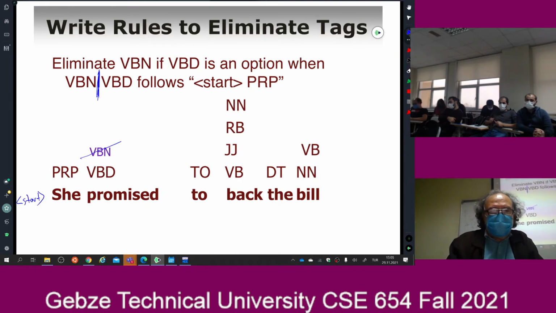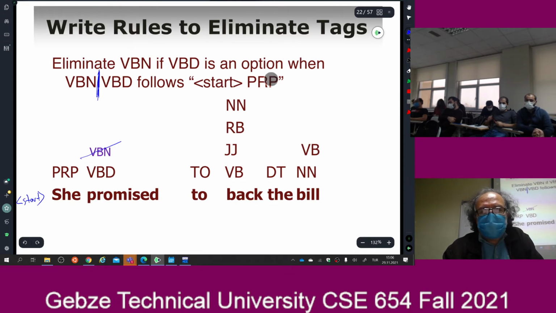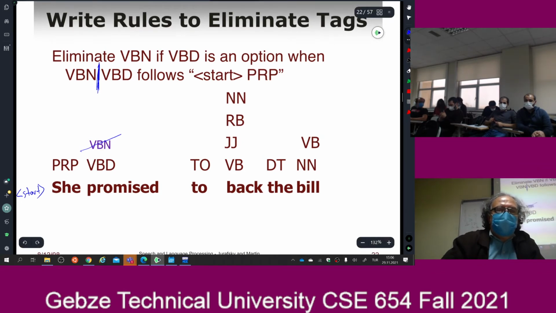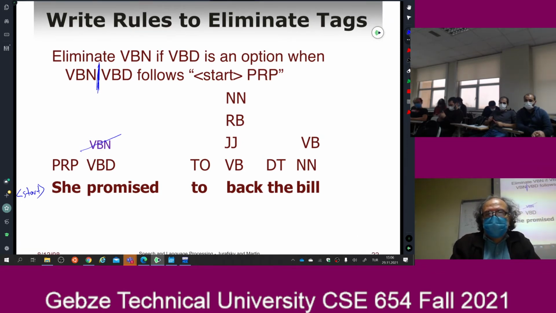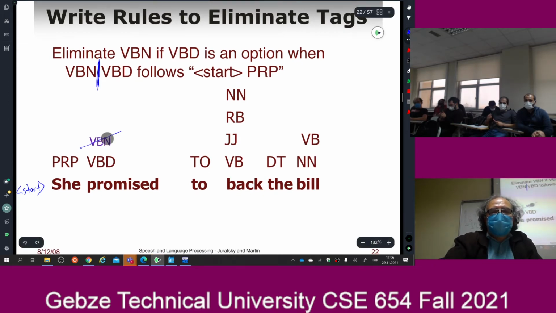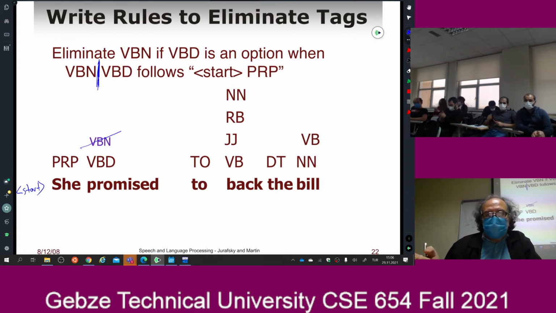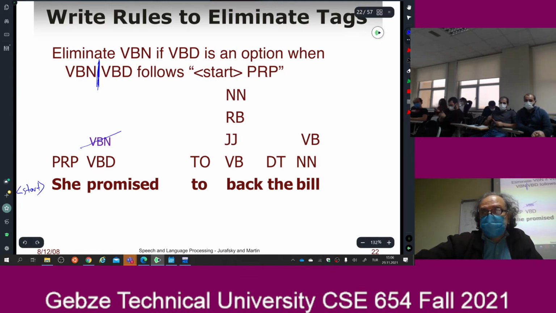Exactly the same thing happening here. If at the beginning of the sentence you have a preposition, right? The sentence starts with "she", which is a preposition. If both VBD and VBN are available, then VBN can be eliminated. That's why I eliminated VBN. This is one of the rules. So I eliminated this. Now instead of having 16 different alternatives, I have only 8, 4 here and 2 here.